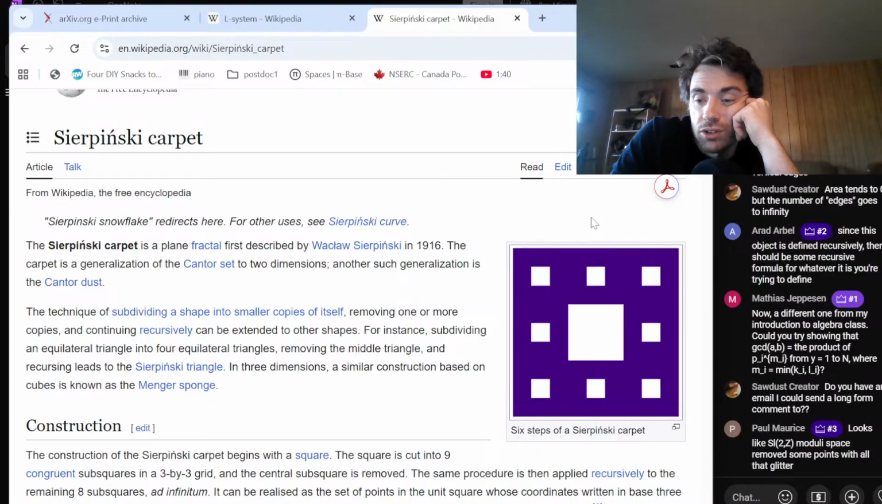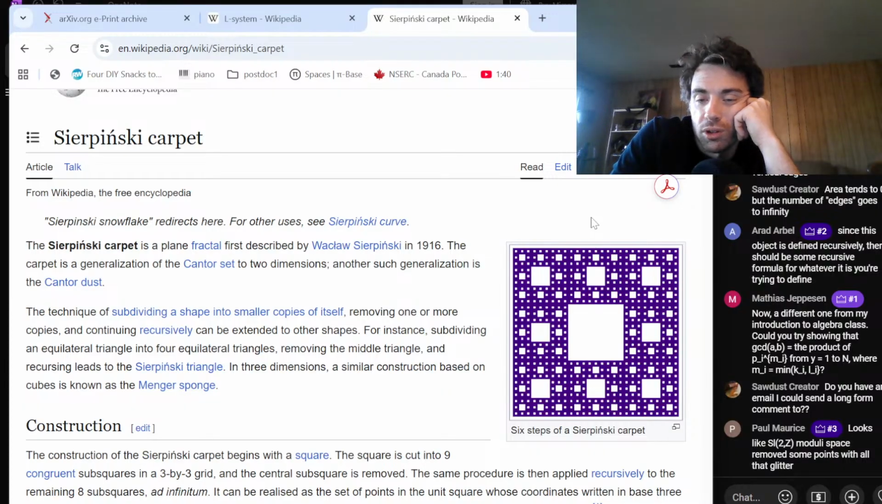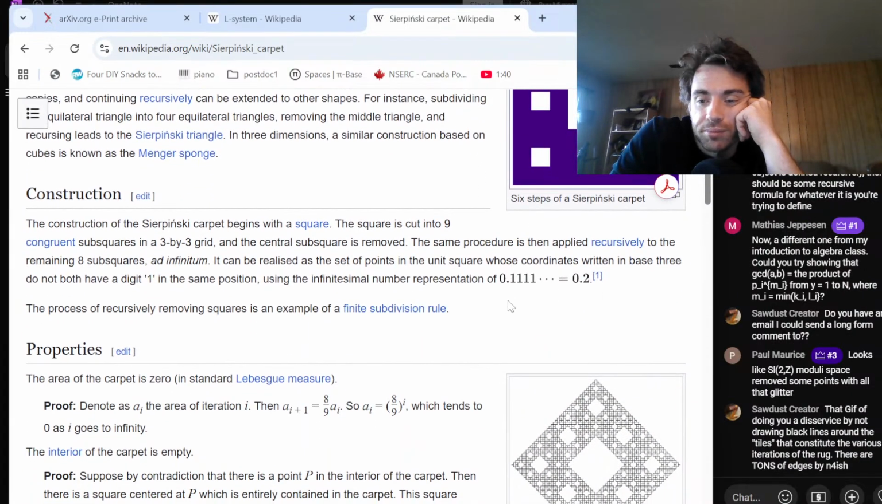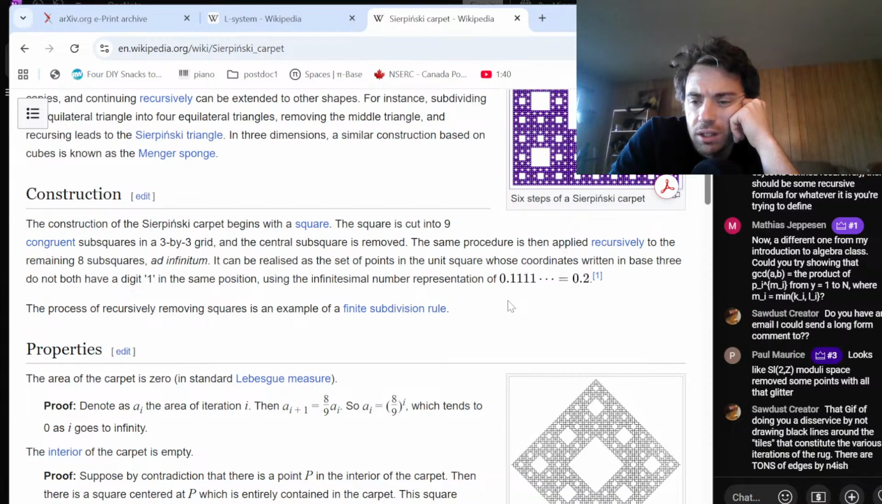Looks like SL2 moduli space removed some points with all that glitter. Yeah. The gif of doing you a disservice by not drawing black lines around the tiles. By N4ish.